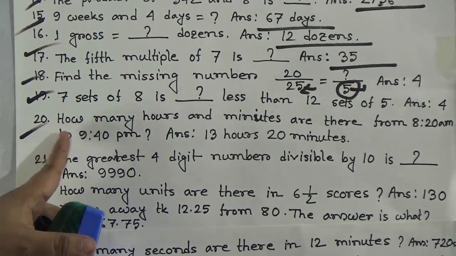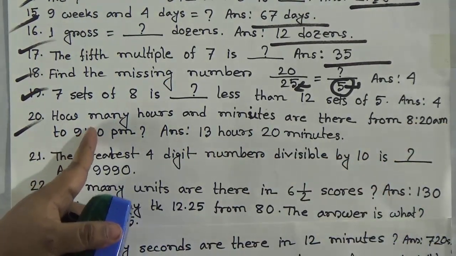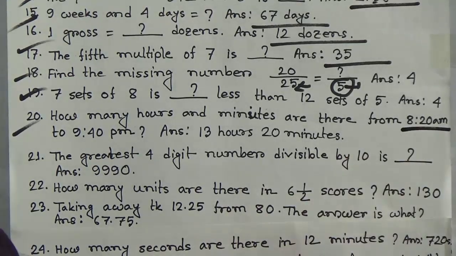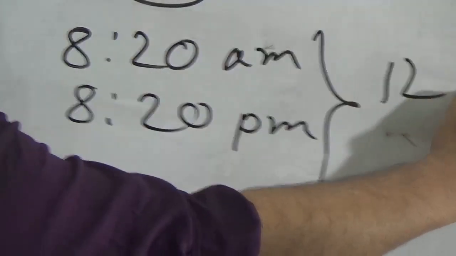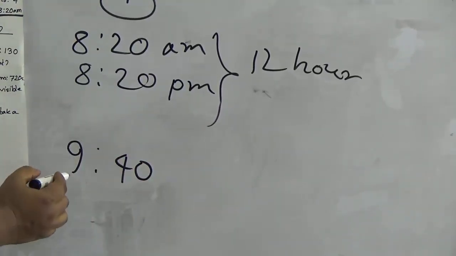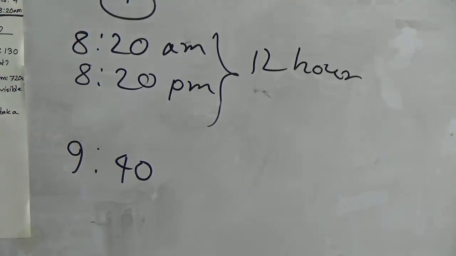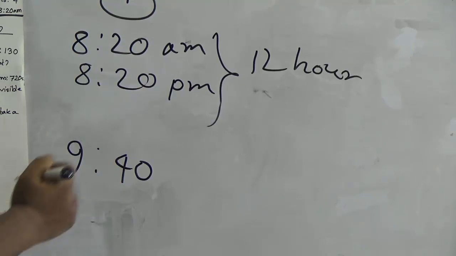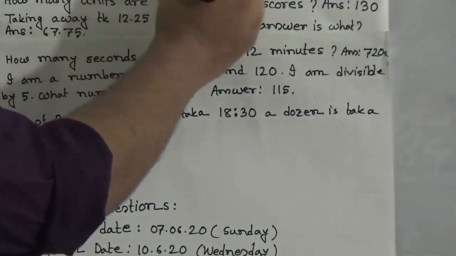Our 20th question is, how many hours and minutes are there from 8:20 a.m. to 9:40 p.m.? So 8:20 a.m. to 8:20 p.m. there are 12 hours. So left 9:40. We need to go to 9:40. Now to make 9:40, 1 hour and 20 minutes will be needed. For this reason, this 1 hour and 20 minutes is added with this 12 hours, and it will be 13 hours and 20 minutes. So the answer will be 13 hours and 20 minutes.